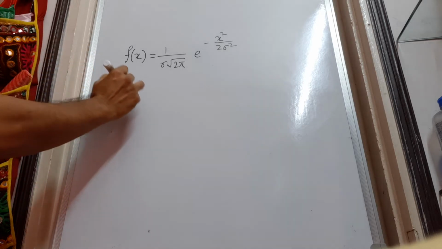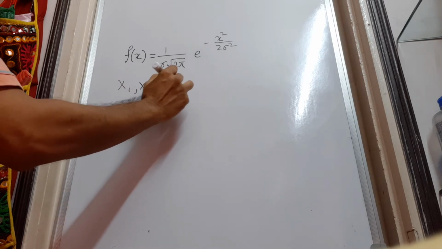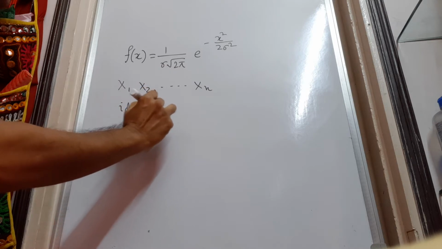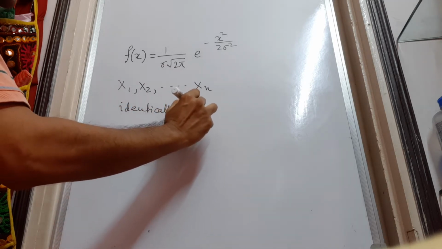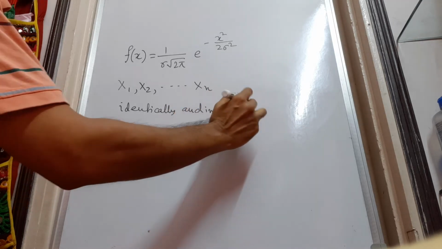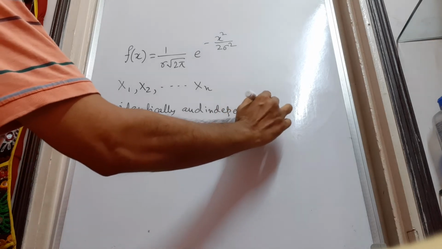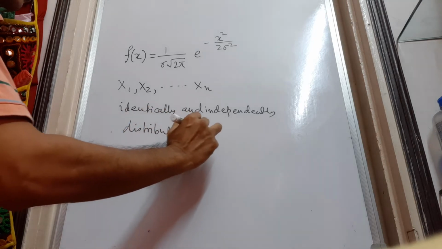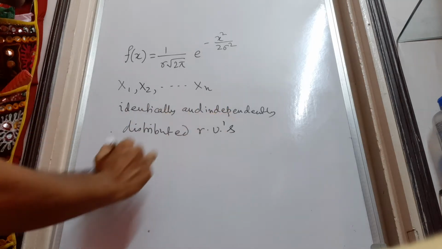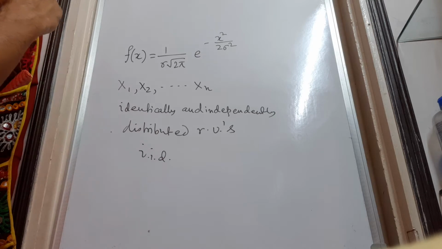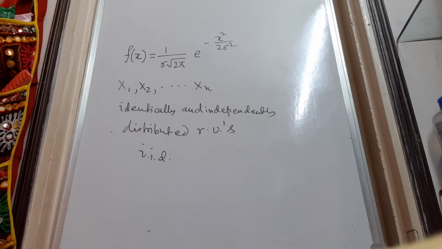Now, we take n random variables which are identically and independently distributed random variables. IID, sometimes we say that they are IIDs, identical and independently distributed random variables, each having this normal distribution.